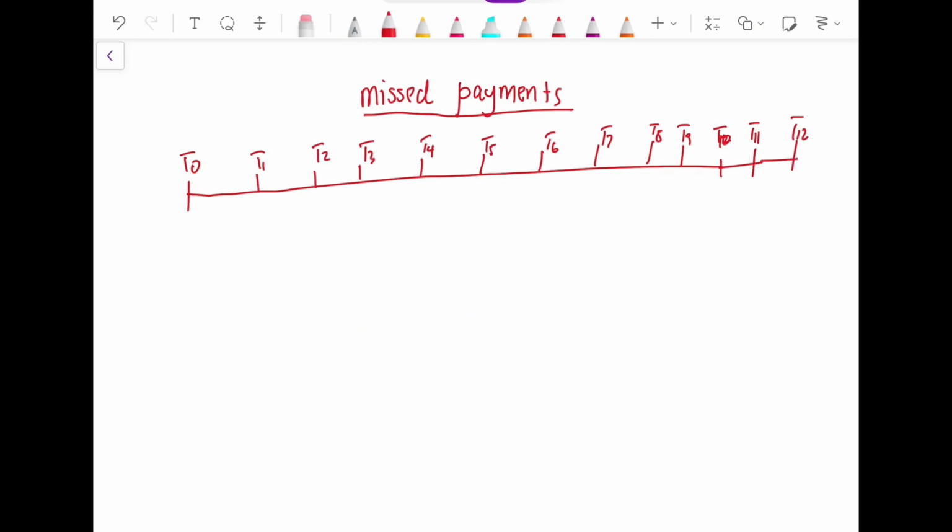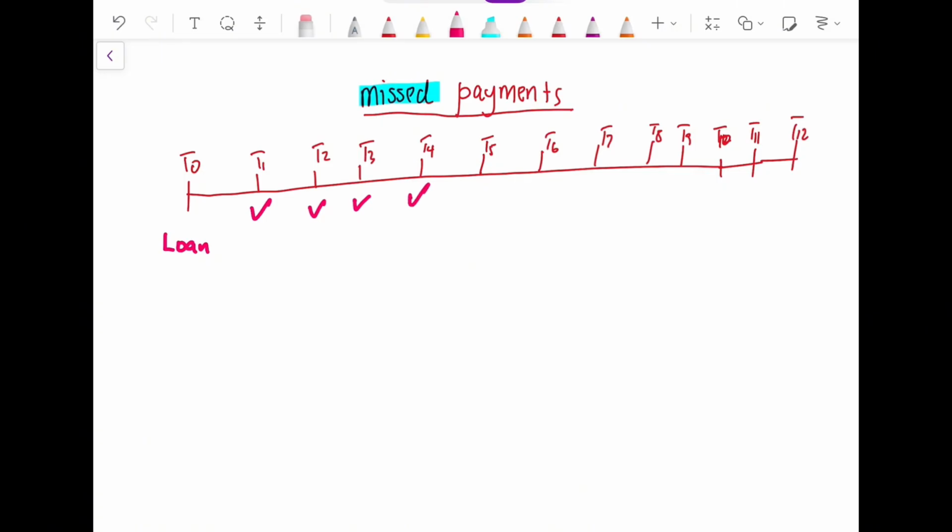Now let's look at the missed payments. So the missed payments, let's say your loan, for argument's sake, is paid every month for a period of 1 year. So if you take a loan at T0, the loan amount is taken out here. And then the first payment must be made at T1. You make a payment at T1, no problem. You make a payment at T2, no problem. You make a payment at T3, no problem. And then again, you make a payment at T4, no problem.